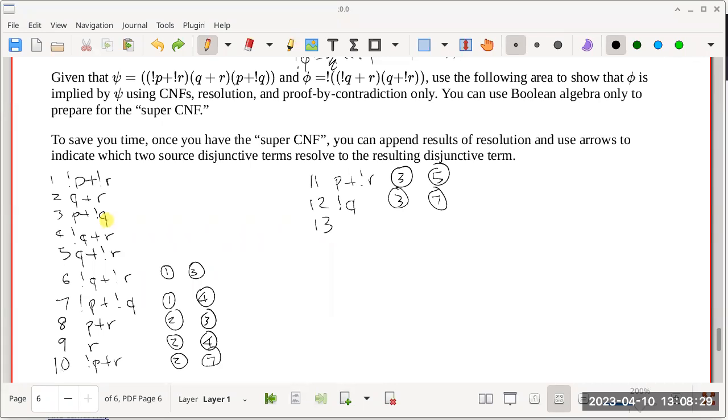Okay. So 3 and 10 can also work, right? 3, 10. We get not Q or R, not Q or R. It's already here, so that doesn't count. But if you use 2 and 5? 2 and 5? Yes, and then you will have Q. 2, 5. Did I miss that earlier? I did. 2, 5.